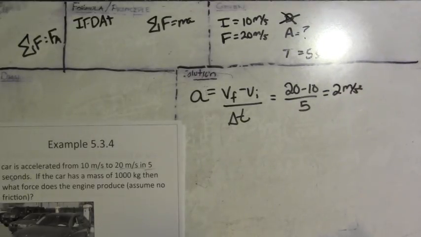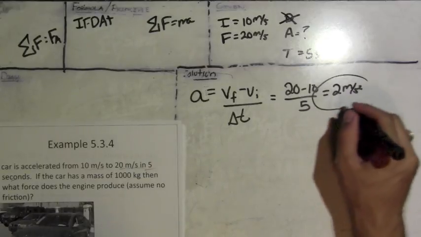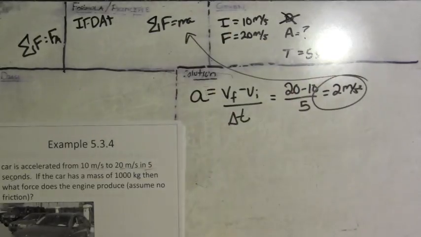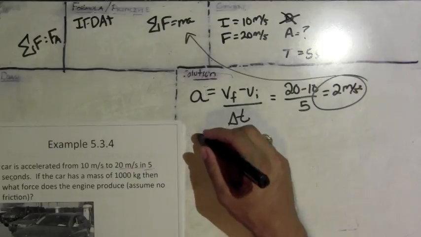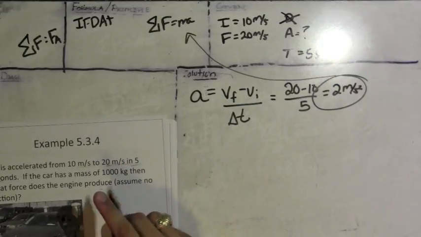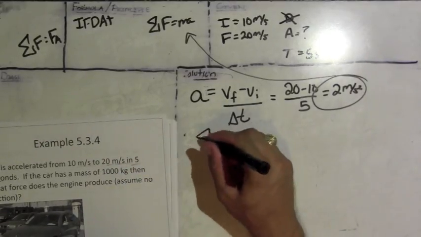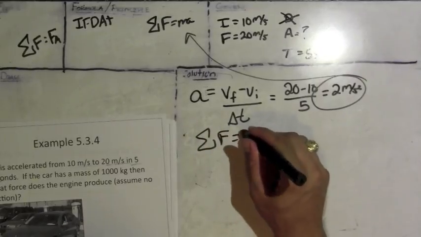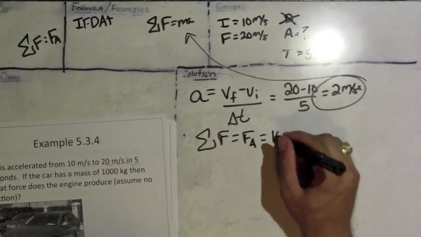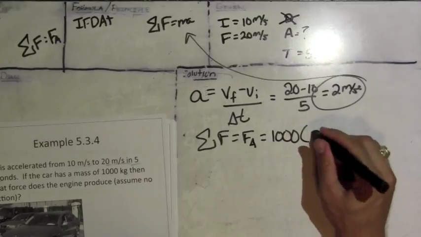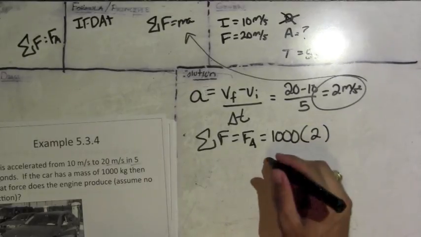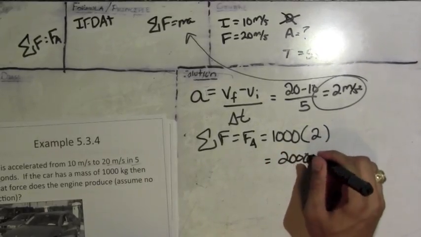So once you have an acceleration of 2 meters per second squared, you can take that value and plug it into Newton's second law, where we already knew that the mass was 1,000 kilograms. So we can say the sum of the forces, or the applied force in our case, is equal to 1,000 kilograms times an acceleration of 2, or 2,000 newtons.